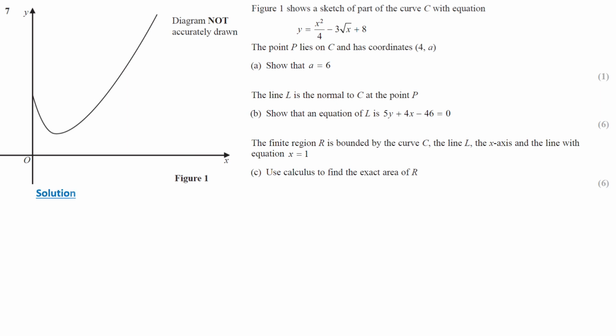To find the value of y at x equals 4, substituting x equals 4 gives y equals 4 squared over 4 minus 3 root 4 plus 8. So the point has coordinates 4, 6.